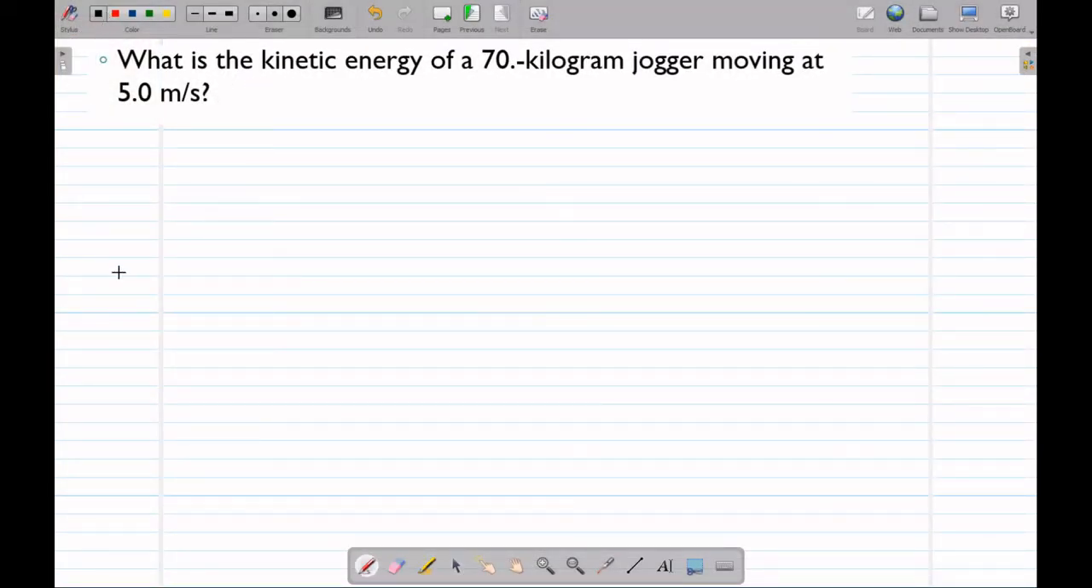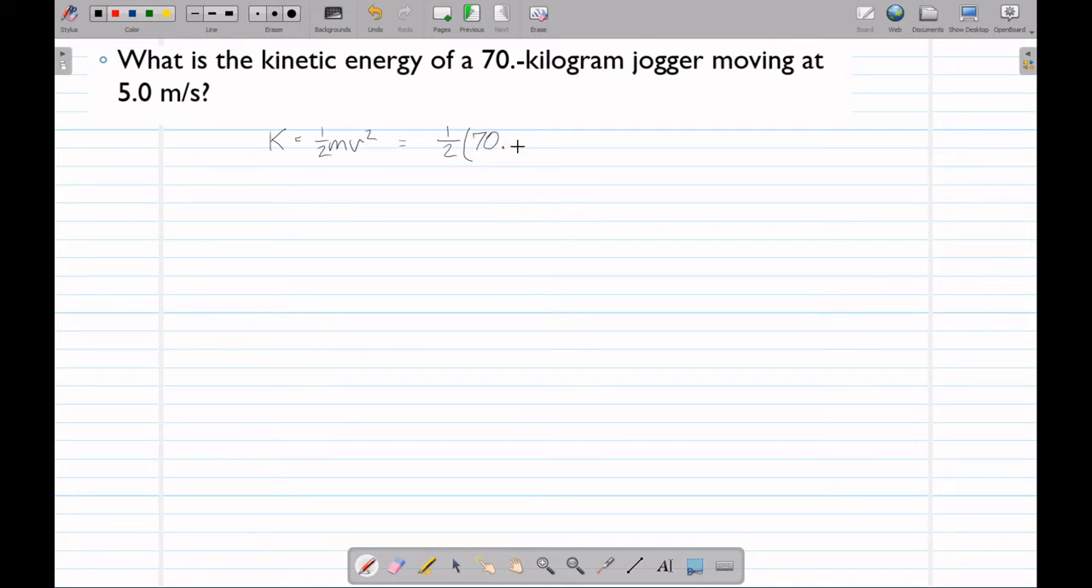So let's take a look at this skill practice question. What is the kinetic energy of a 70 kilogram jogger moving at 5.0 meters per second? We're going to simply use the kinetic energy formula. K is equal to half the mass times the velocity squared. This is a plug and chug type problem. There's no manipulation or logic required. We simply plug in the numbers and crank out an answer.